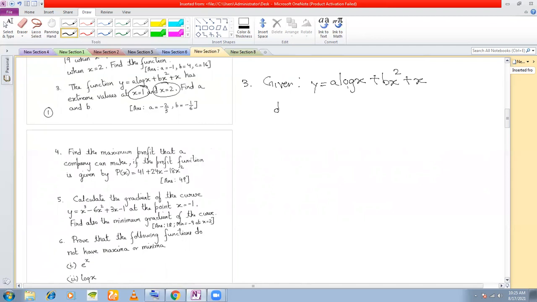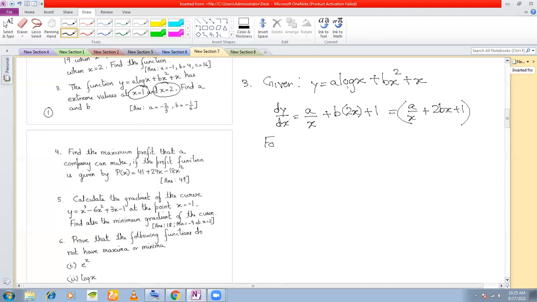So let us first find out the first derivative. dy dx is equal to a d/dx of log x is 1 by x plus b d/dx of x square is 2x and d/dx of x is 1. So you are getting here a by x plus 2bx plus 1. This is what you are getting.